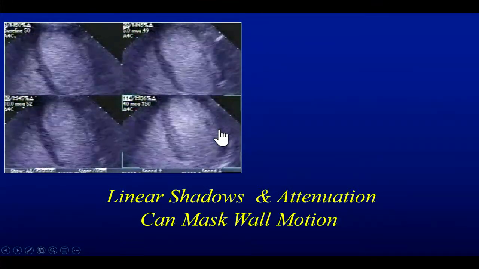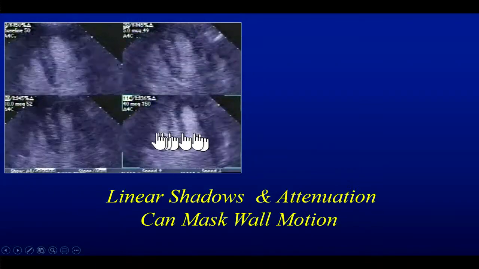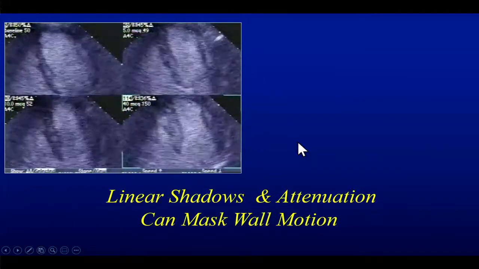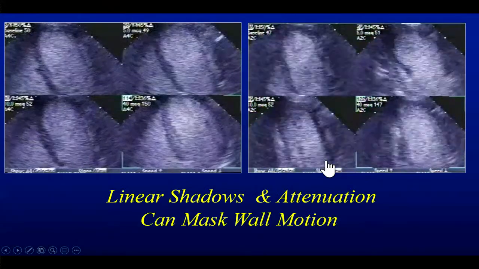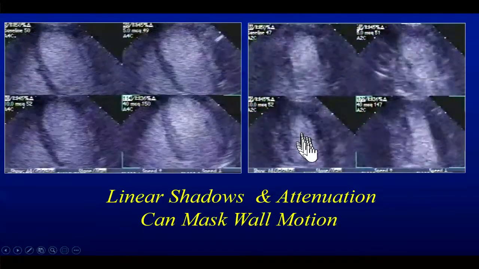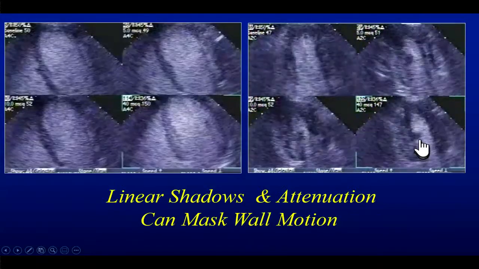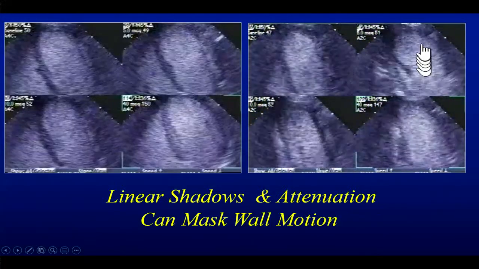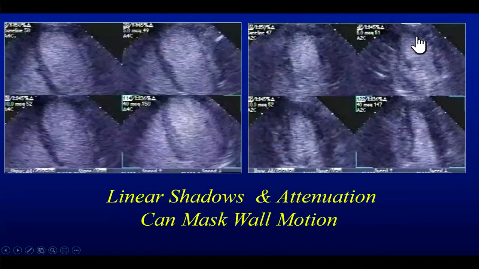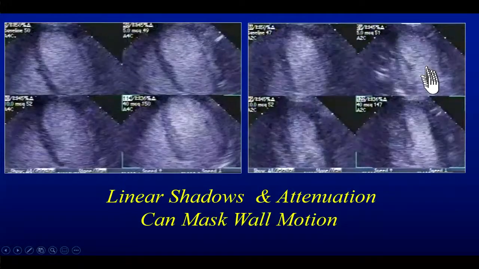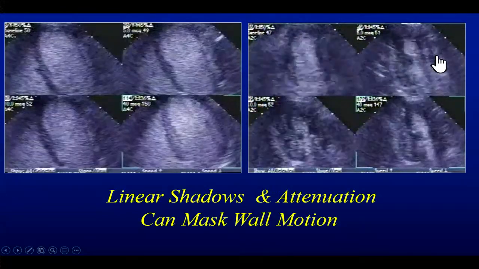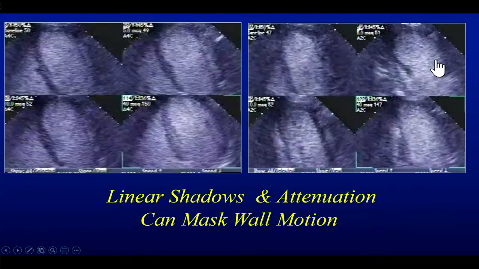And this is a stress echo with 40 mics of dobutamine. Overall normal ventricular function, but you gotta be careful on the same patient, okay? Watch some of the shadowing that occurs because of the papillary muscle here. There is a linear shadow in the distal anterior wall, but it's not interfering with my anterior wall interpretation.